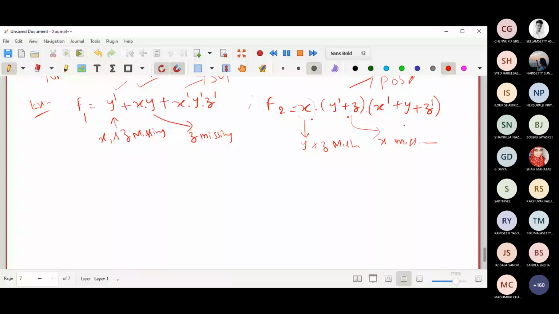One problem I will do here. Convert the following to other forms.